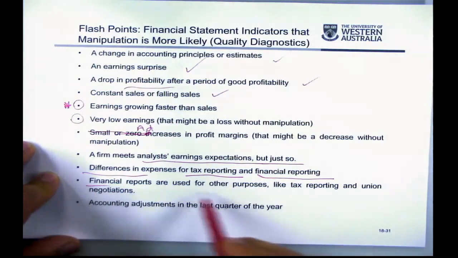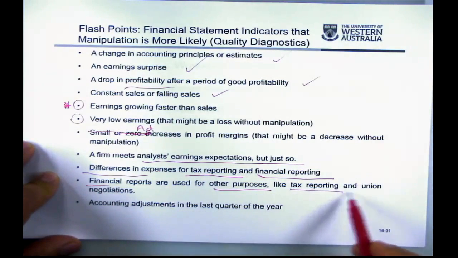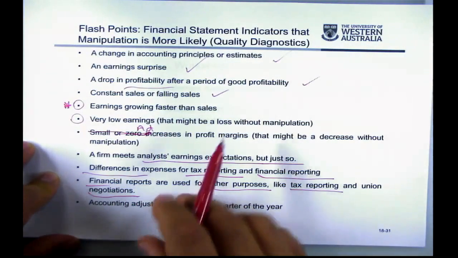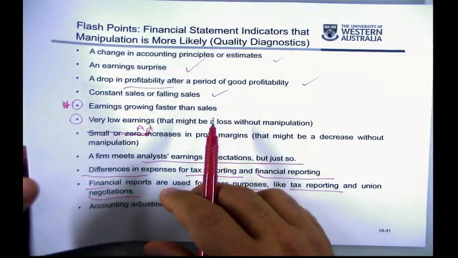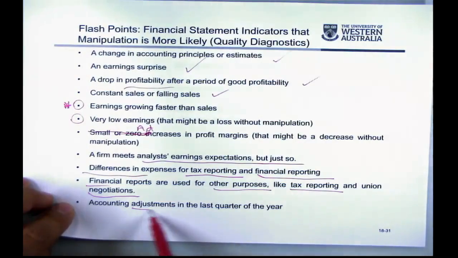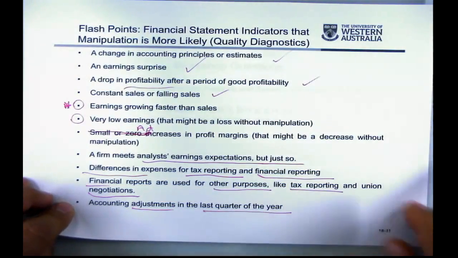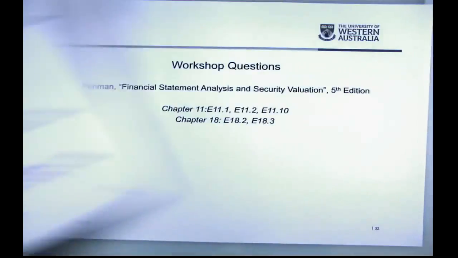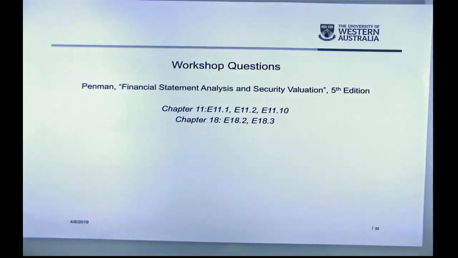Financial reports are used for other purposes like tax reporting and union negotiations. Also, you need to be aware of these things. Accounting adjustments in the last quarter of the year, again, that could be a flashpoint. This is it. Any questions?